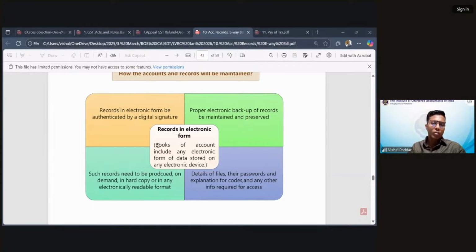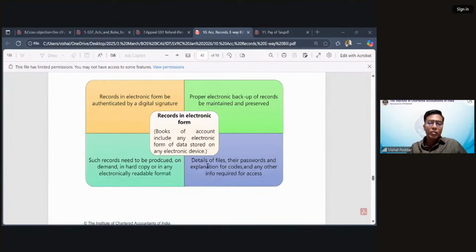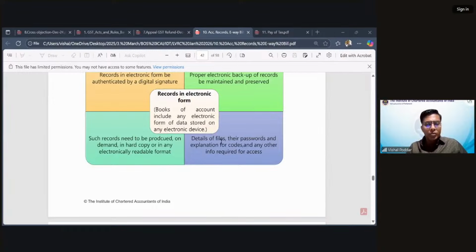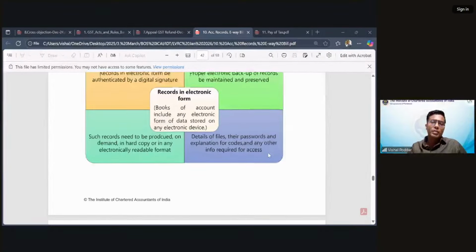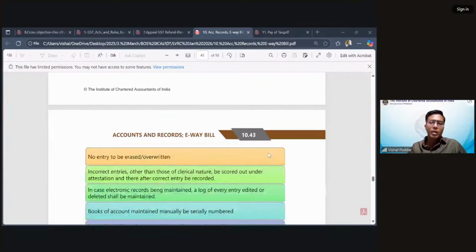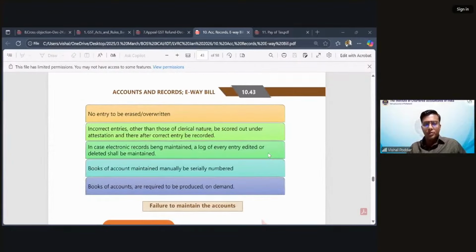Records which are in electronic form, that is the books of accounts, include any electronic form of data stored on any electronic device. So where it has to be maintained in the electronic form, it can be stored in any of the devices. The details of the files, their passwords, and explanation for codes and any other information has to be given whenever asked for. Further, no entry should be erased or overwritten.